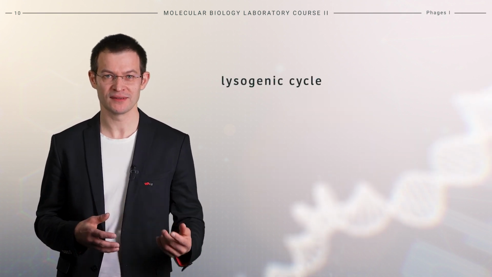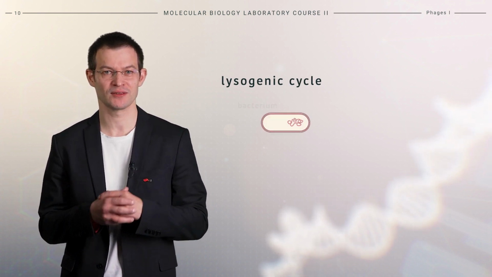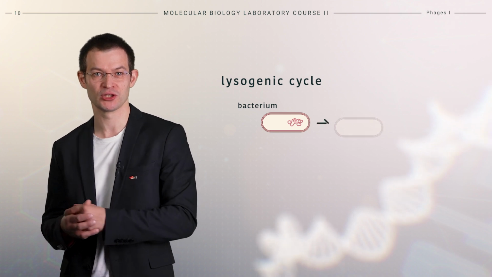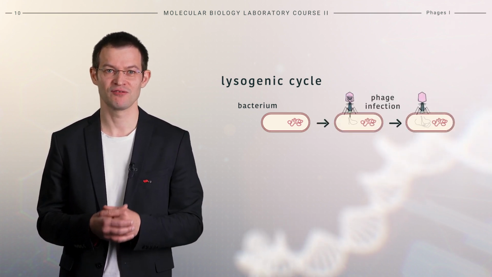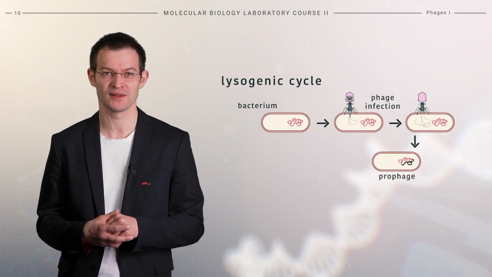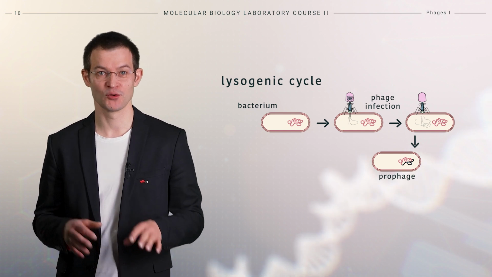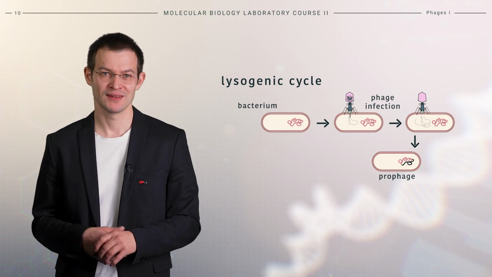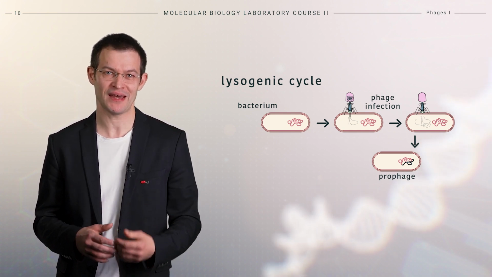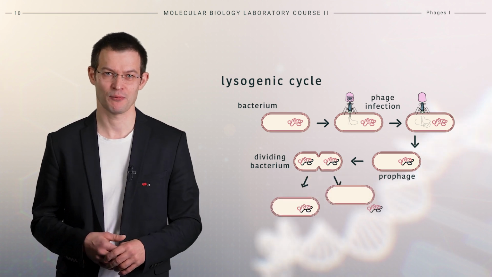In contrast to the lytic cycle, phages that undergo the lysogenic cycle integrate their genetic material into the bacterial genome. After injection of the genetic material, the phage DNA integrates into the host DNA and becomes a so-called prophage. In this dormant state, the phage does not destroy the host. Instead, its genetic material is replicated passively along with the bacterial genome as the host divides.